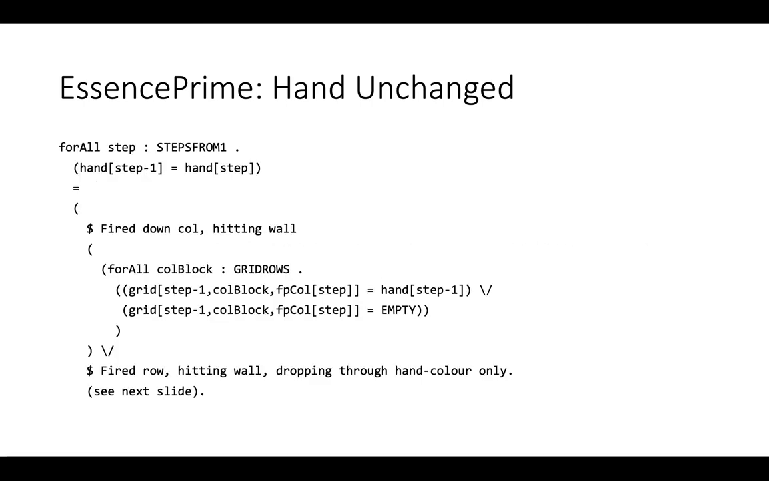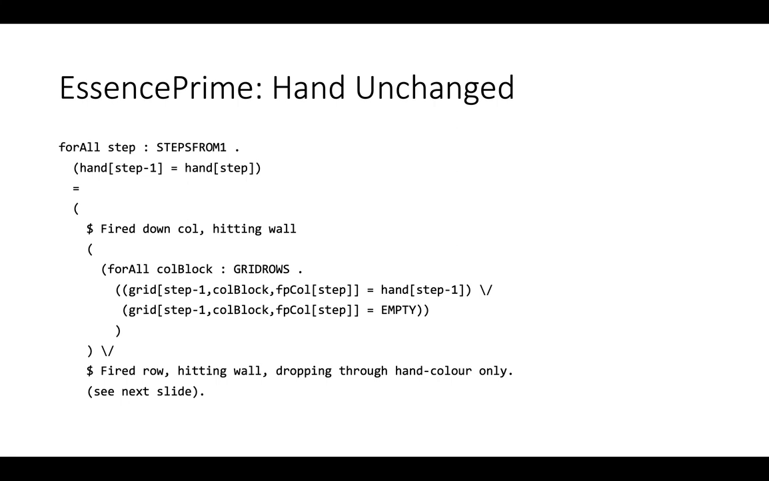This is how we're going to write that down. You can see the if and only if style at the top there. This is just saying that the hand in this time step is the same as it was in the previous time step. And you can see from the comment there, the first part is about firing down the column and then hitting the wall. Basically it says, let's loop over the particular cells in that column that we're talking about and say, well, it's either the same color as the hand, so it will be consumed, or it's empty, so we just pass straight through it. So that's one of the conditions.